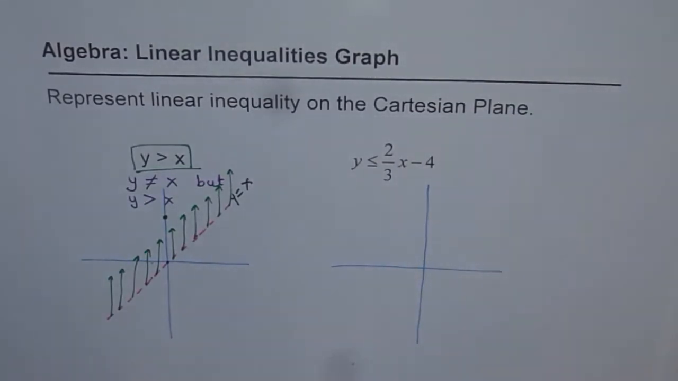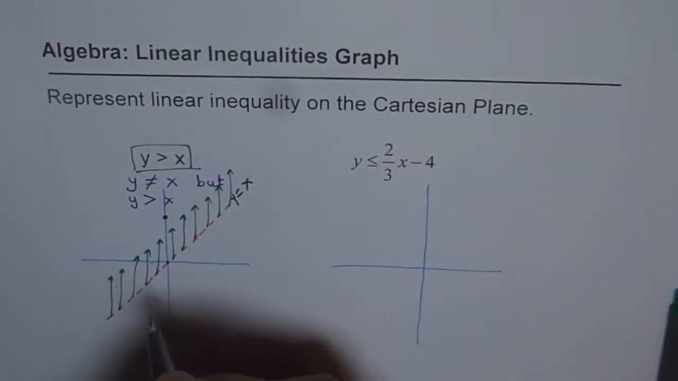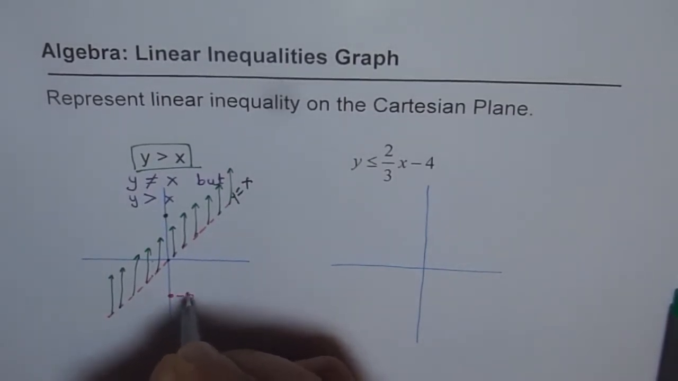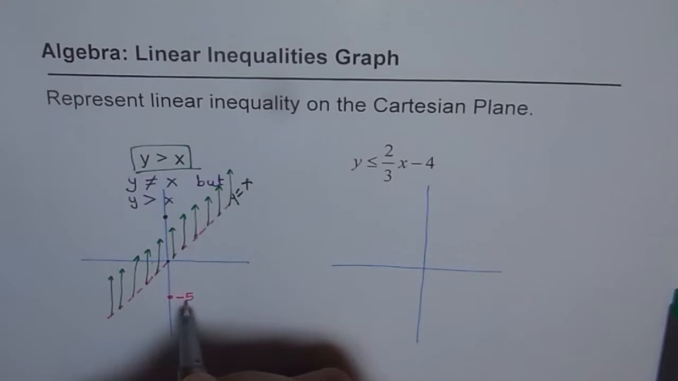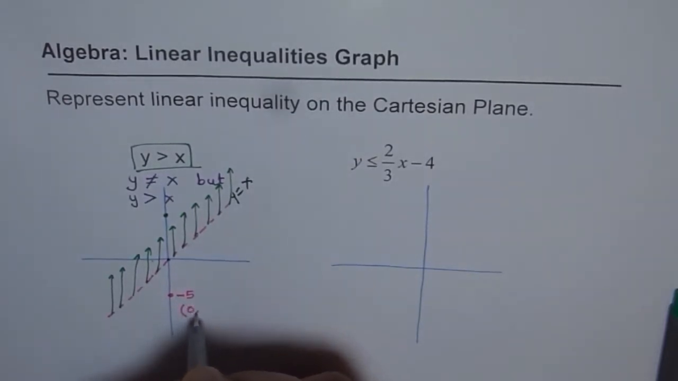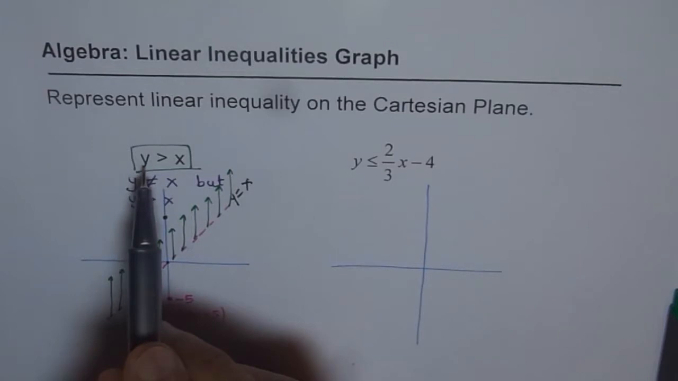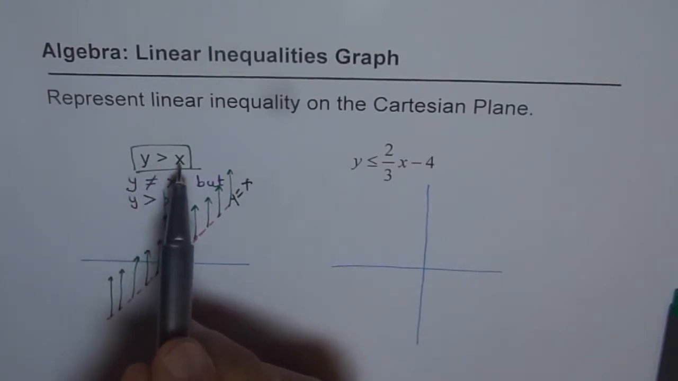You can also consider one more test point, let's say on the other side, where you are not graphing. Let us say this point is minus 5. So the coordinates for this point are actually 0 for x and minus 5 for y, correct? Now if I put minus 5 here, then minus 5 is not greater than 0.